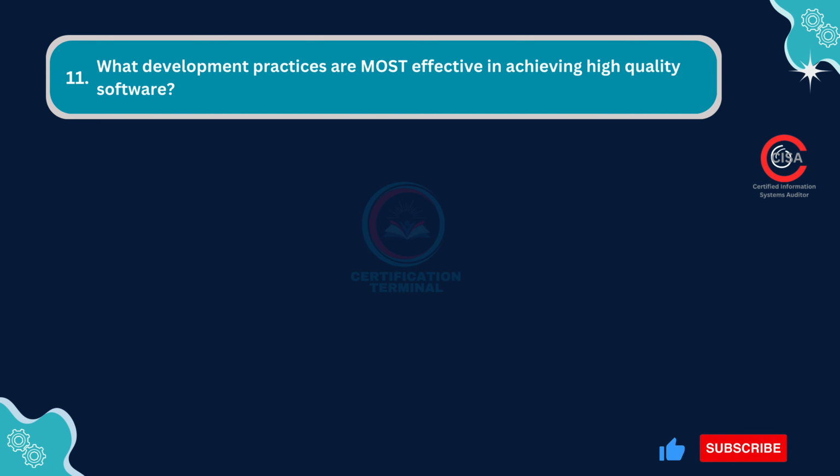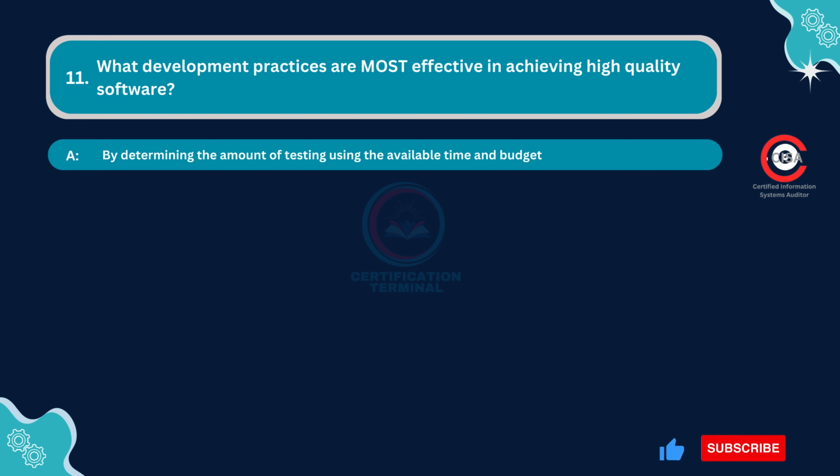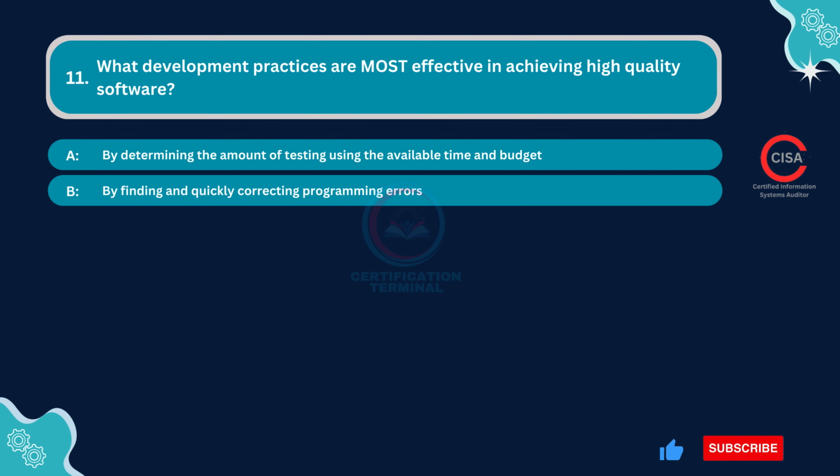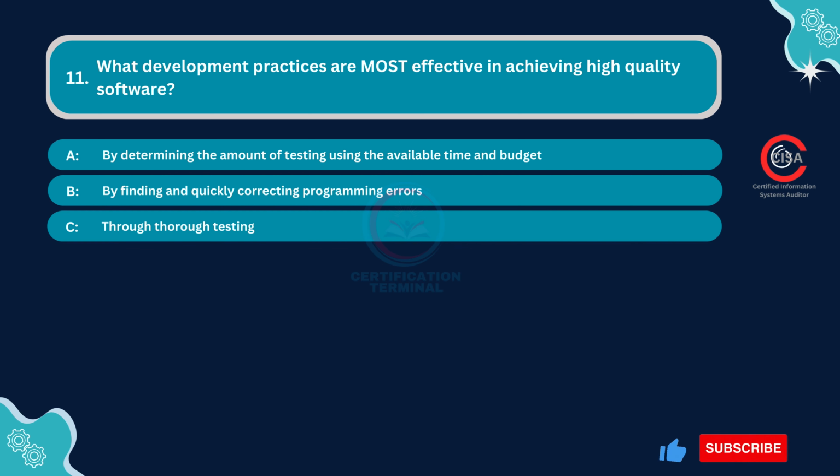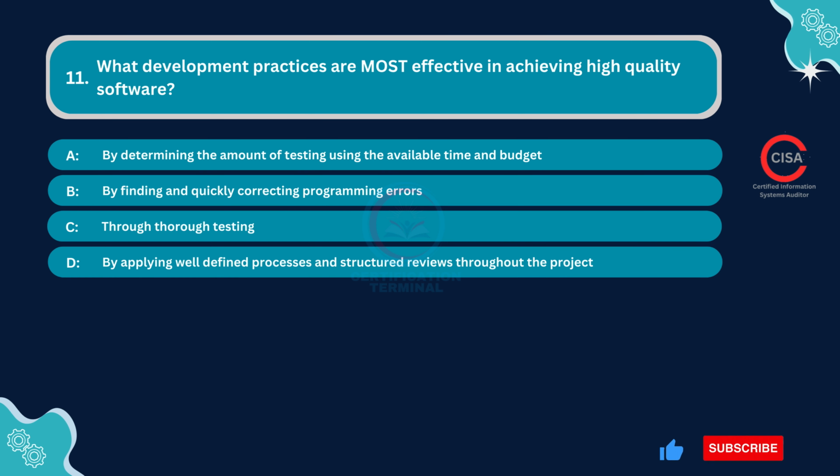Question number 11. What development practices are most effective in achieving high-quality software? Option A, by determining the amount of testing using the available time and budget. Option B, by finding and quickly correcting programming errors. Option C, through thorough testing. Option D, by applying well-defined processes and structured reviews throughout the project.